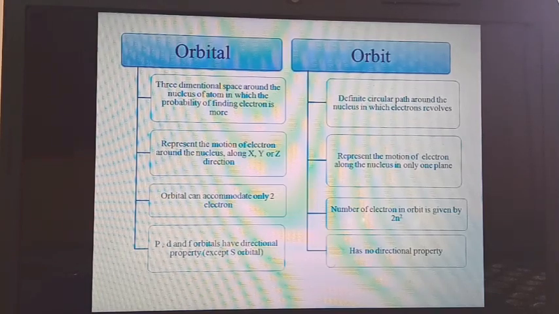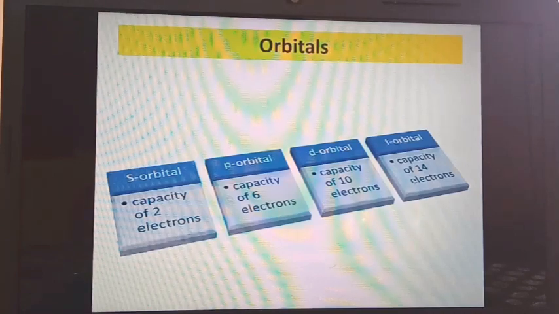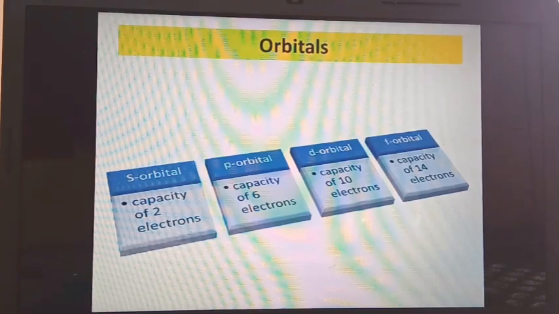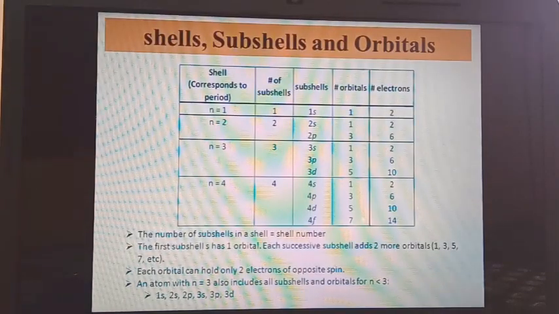P, D and F orbitals have directional properties, whereas S has no such directional property, and orbit has no directional property. So here there are 4 orbitals, S, P, D and F orbital. S orbital has a capacity of 2 electrons, P orbital has a capacity of 6 electrons, D has 10 electrons and F has 14 electron capacity.